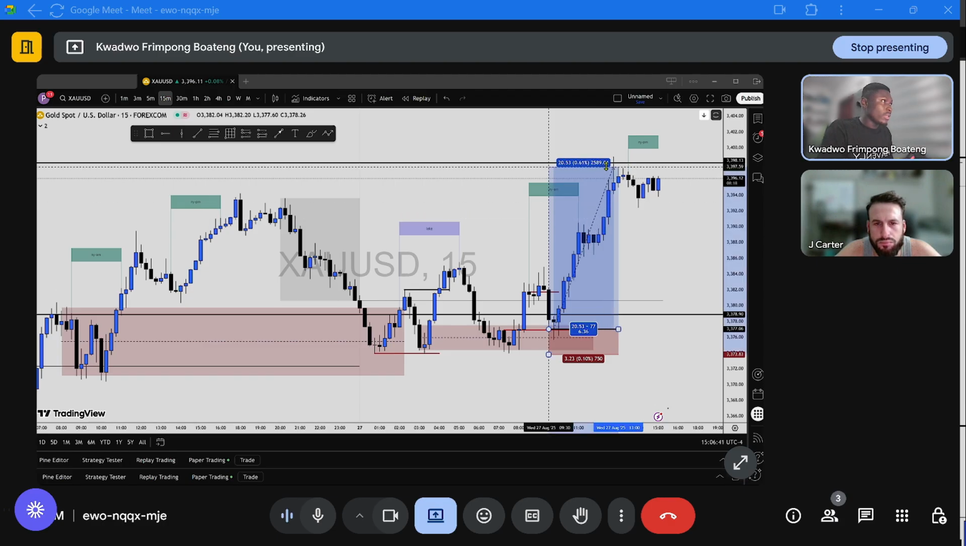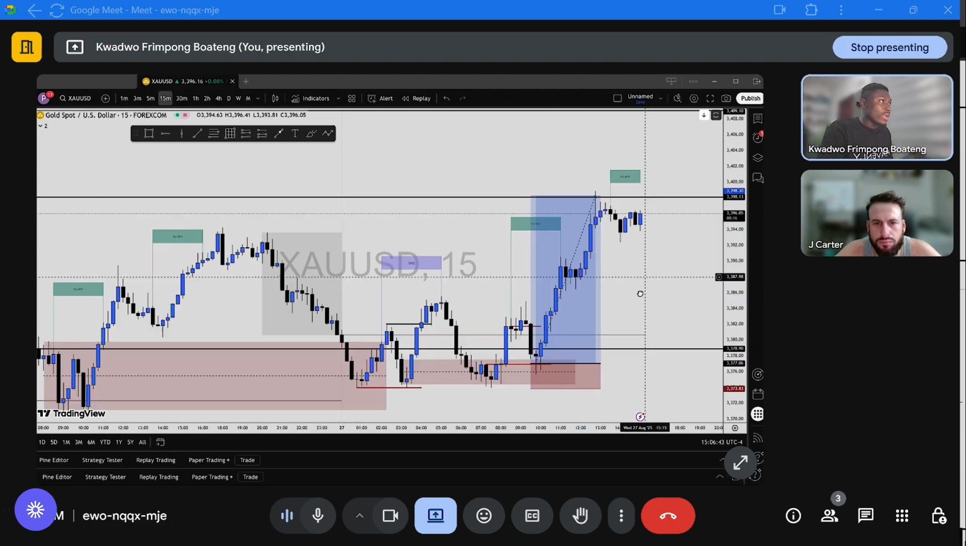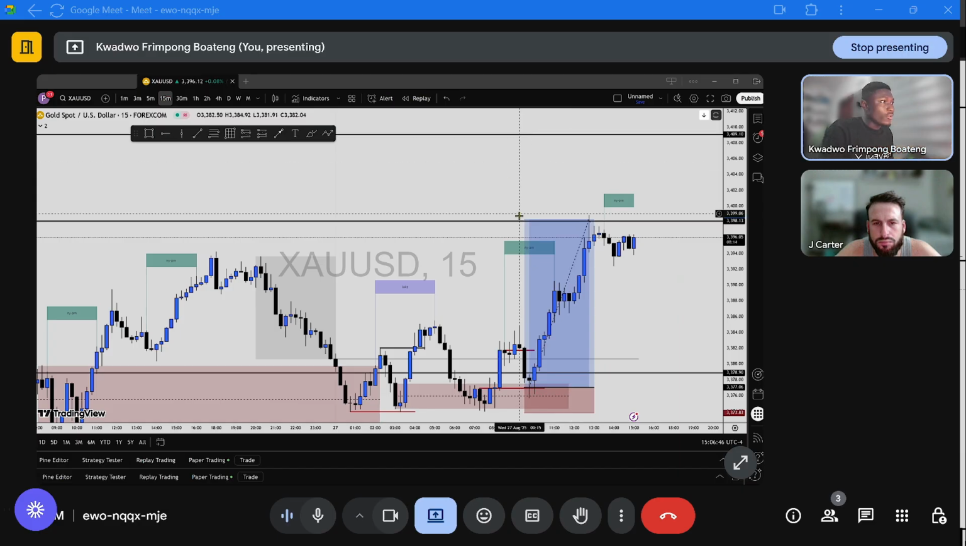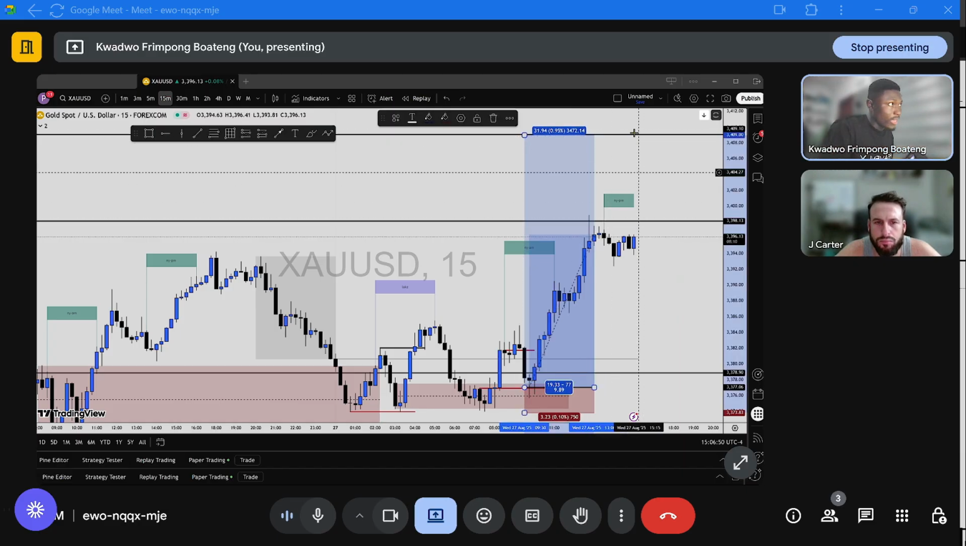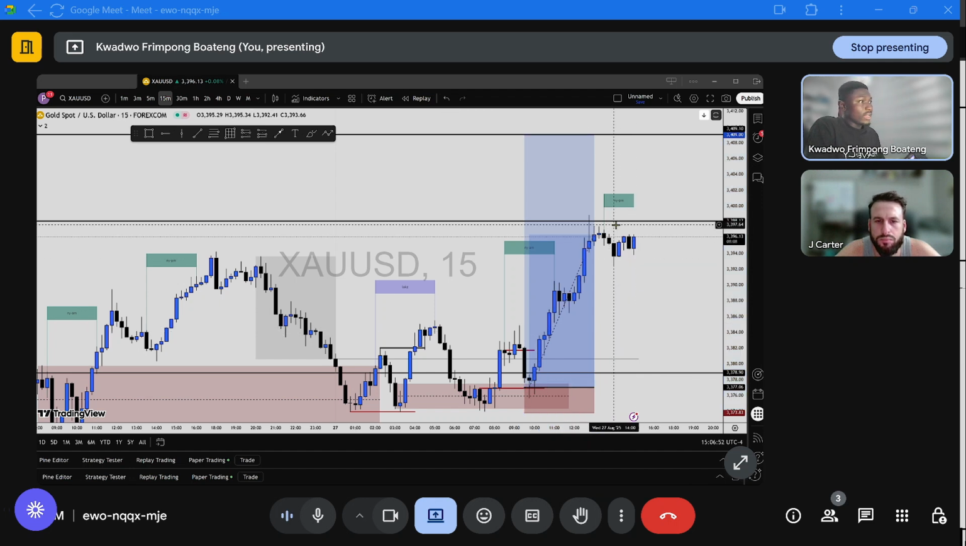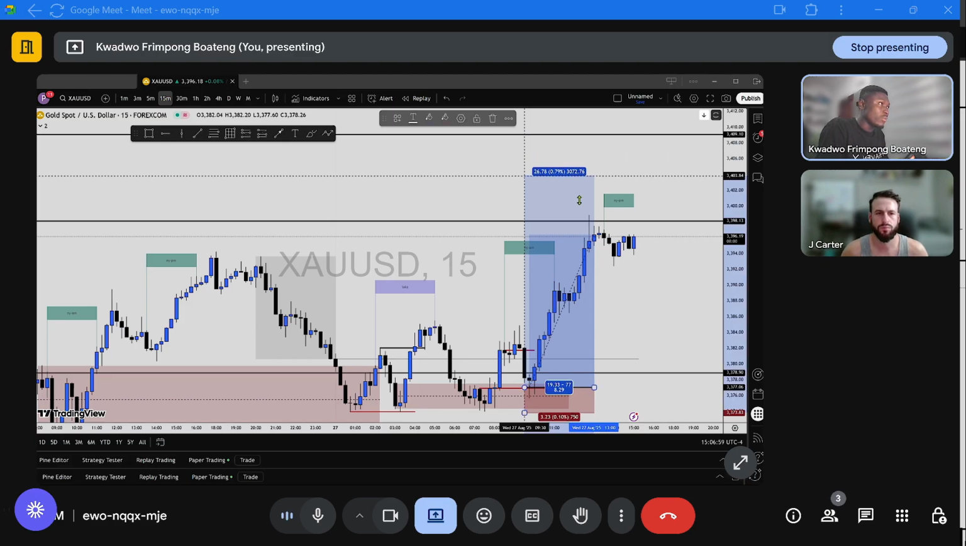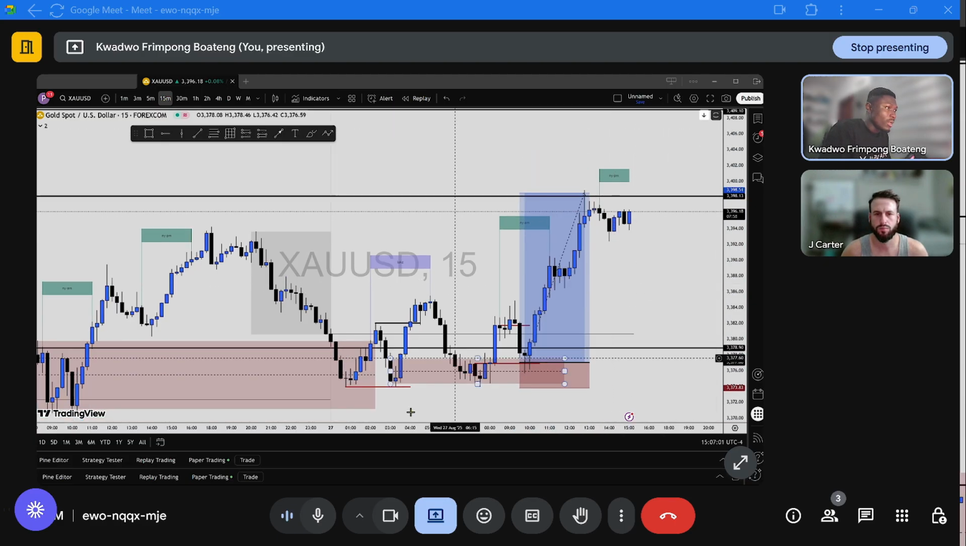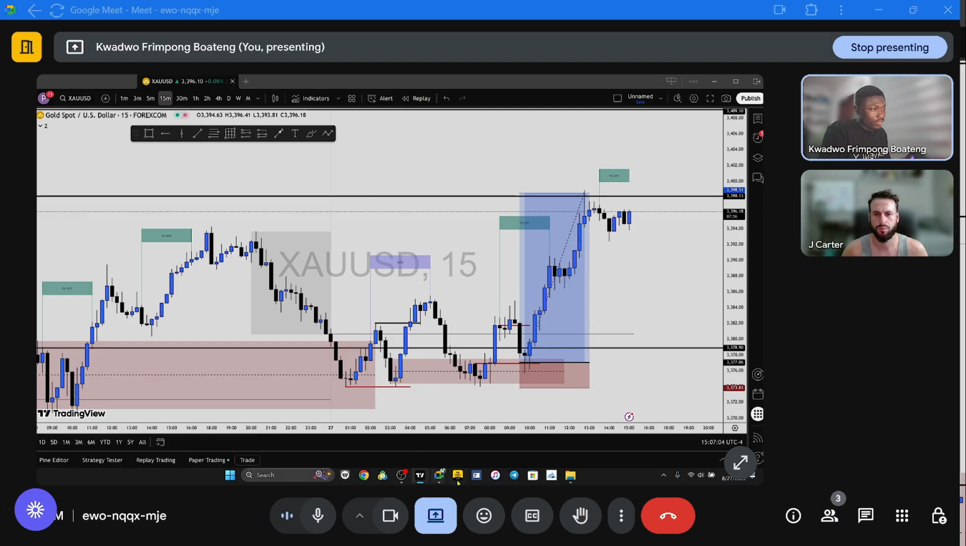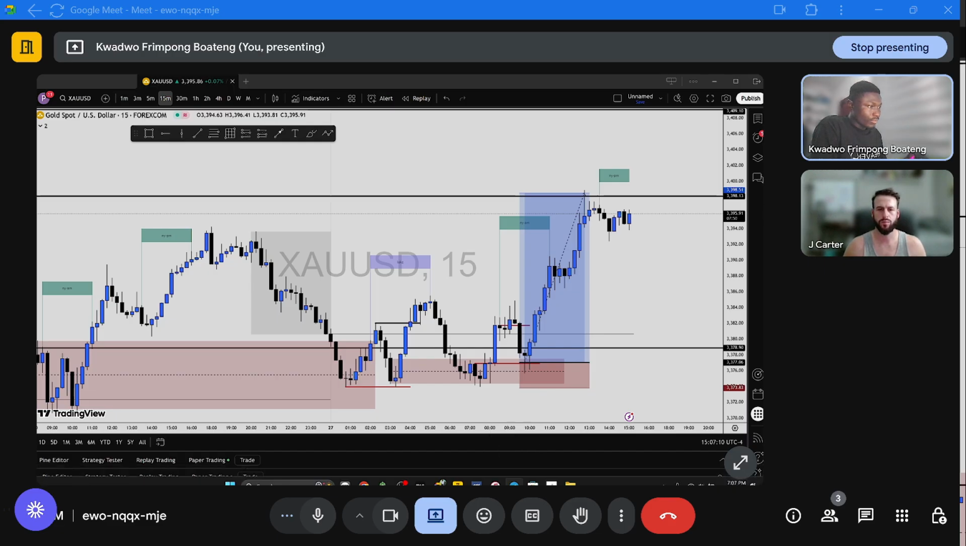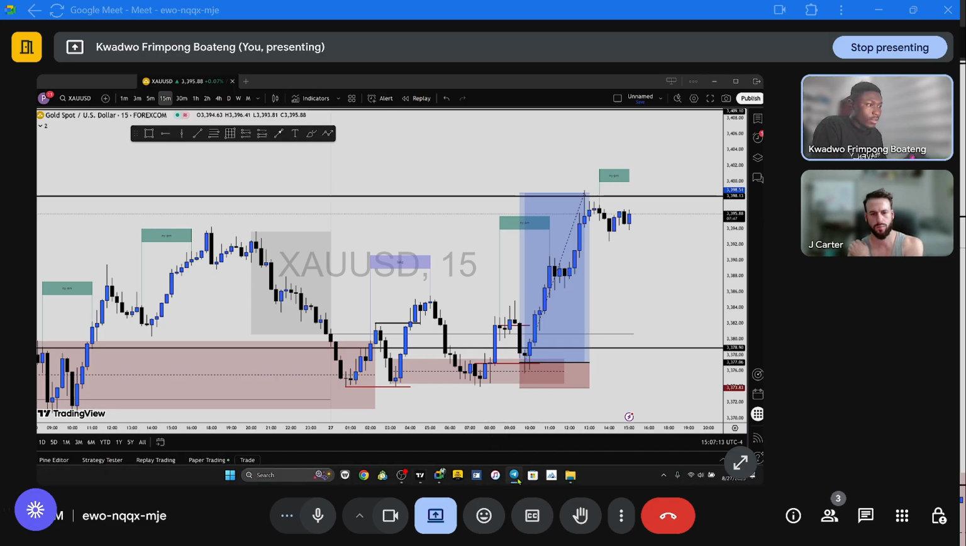So the target has been hit, but we can still hold towards this target. We might not get there today, but we might get there tomorrow, or in Asia. So the first target has been met, and I'm expecting price to keep traveling towards these highs. Okay, so that's a beautiful trade, and this was the reason why we took these buys on gold today with the team.